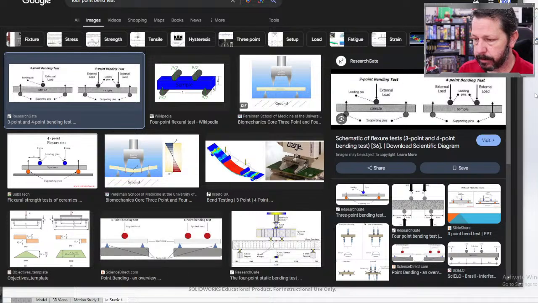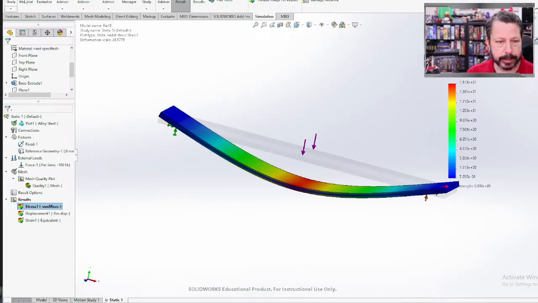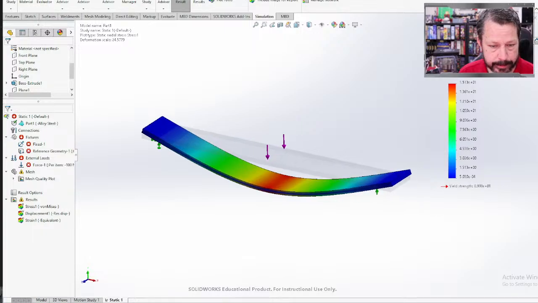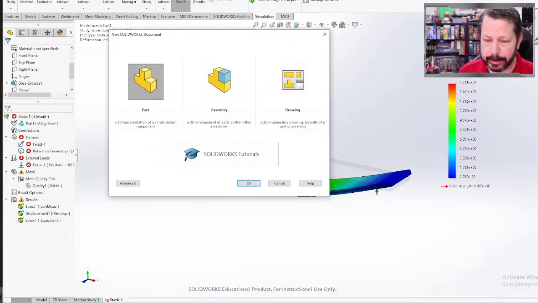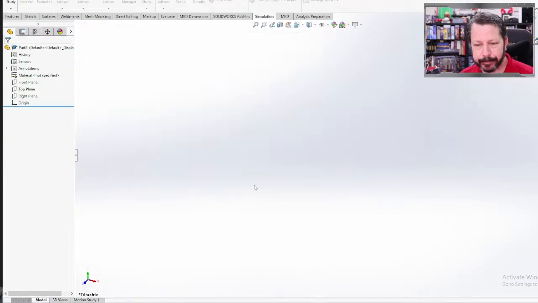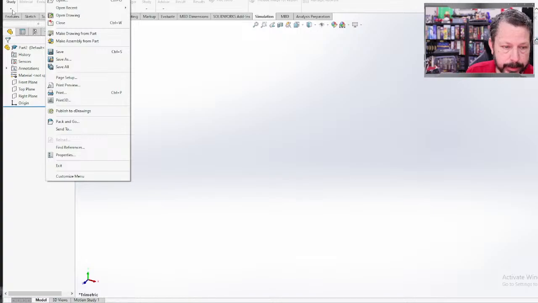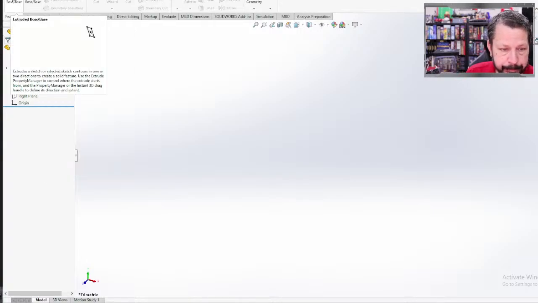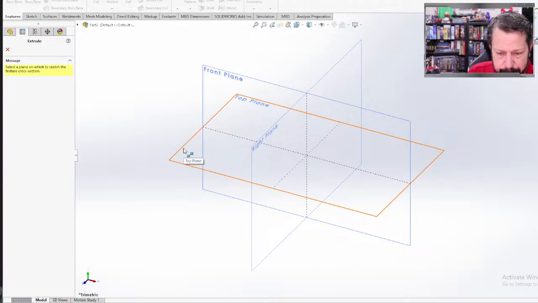All right, so back over here, this is what we'll end up with. So why don't we do a new one? Oh, I don't know what I just did. I think I undid something. So, new part. Normally we would need to go into ASTM and find the required length to width to thickness ratio for a proper test specimen. We're just going to make one that works for our purposes. First we need to actually build the part. So I'm just going to build it from the top plane.